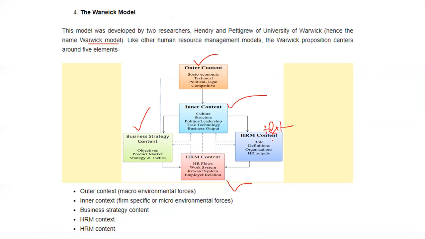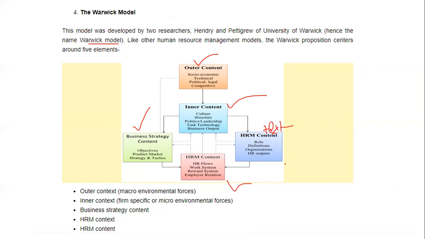Now, when we say outer context, we call it macro environmental forces. Inner talks about the micro environment. When we talk about business strategy, that is the tactics, the way you can achieve your business goals. Then we have the HRM context and the HRM content. These are the elements with reference to the Warwick model.